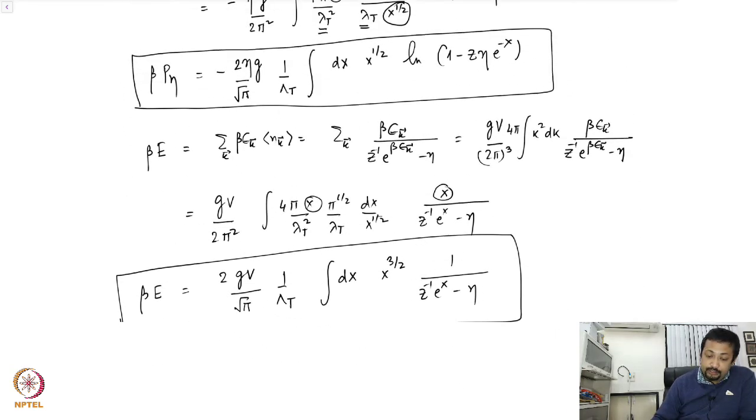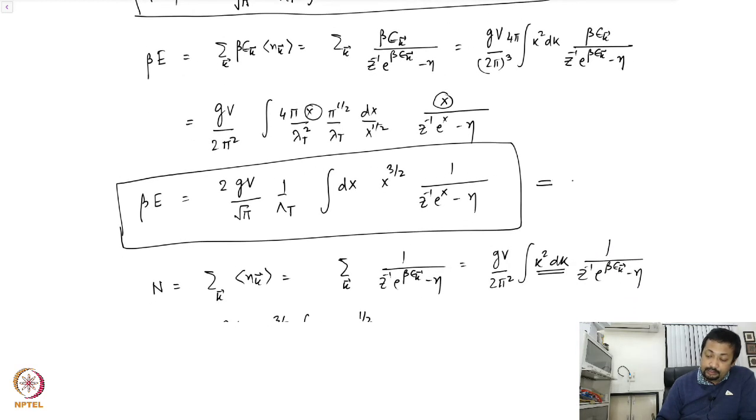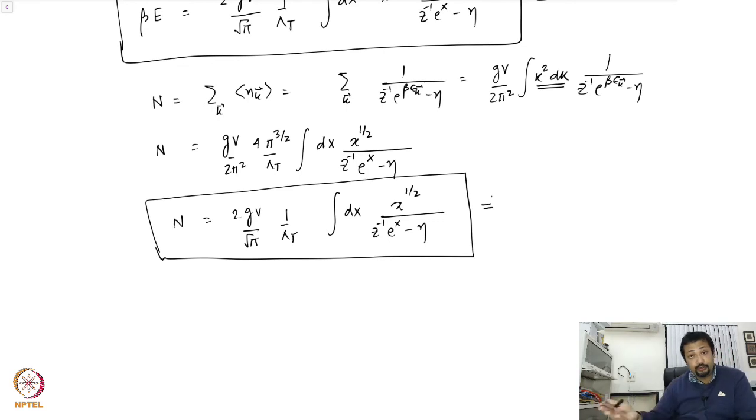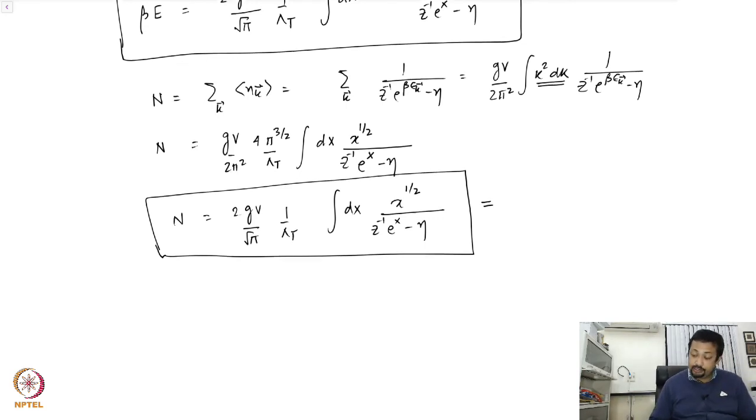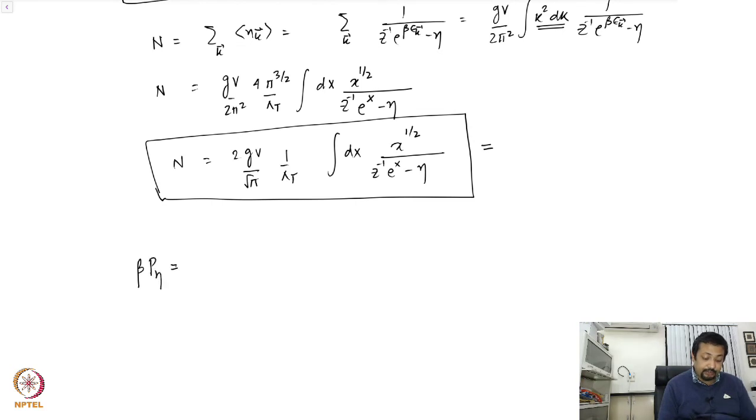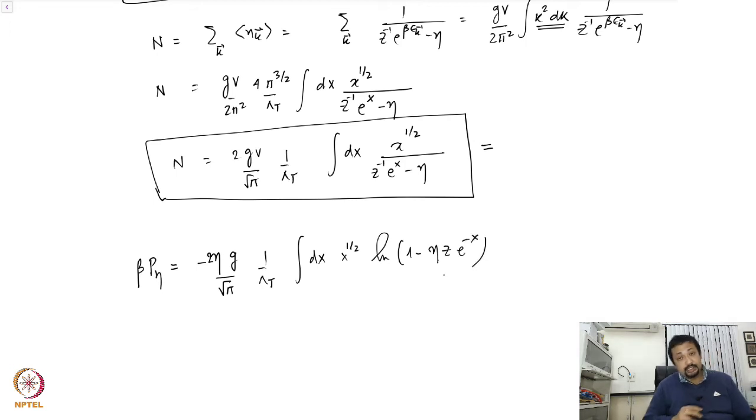So these three expressions, this one, and finally this one, we are going to use later on. But right now, let's focus on the pressure equation. The pressure equation tells you beta p eta is minus eta g, twice eta g over square root pi, 1 over lambda_T, dx, x to the power half, ln of 1 minus eta z e to the power minus x. Good. Now, x, recall, is beta epsilon_k. So momentum can have values from zero to infinity. So k can be integrated from 0 to infinity, and therefore x also runs from 0 to infinity.